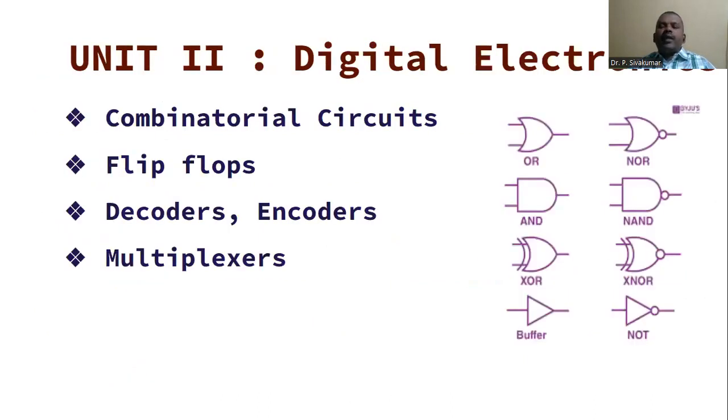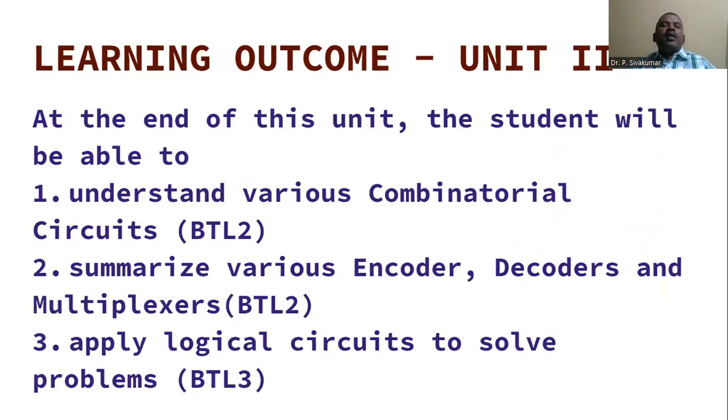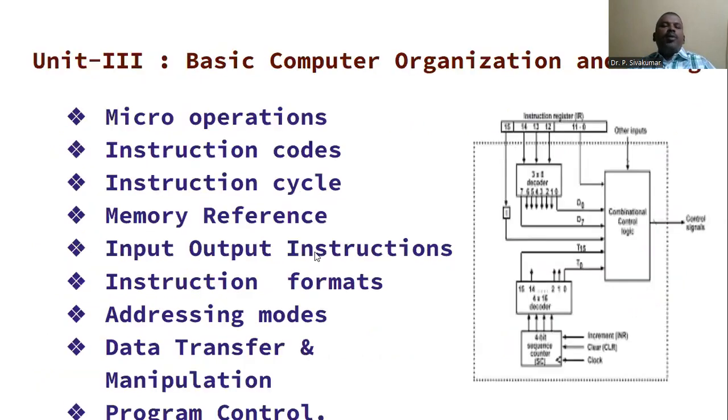The second unit covers logical diagrams, and this is called digital electronics. Through this second unit, one can easily know what combinatorial circuits are, the design of flip-flops, how decoders and encoders are designed, and the designs of multiplexers. In the second unit, the student can understand the various combinatorial circuits, summarize various encoders, decoders and multiplexers, and apply logical circuits to solve problems.